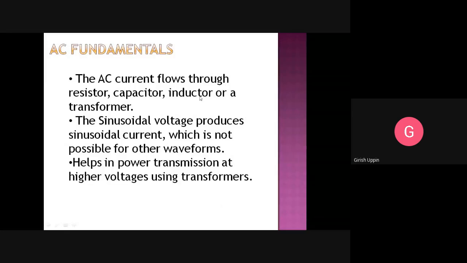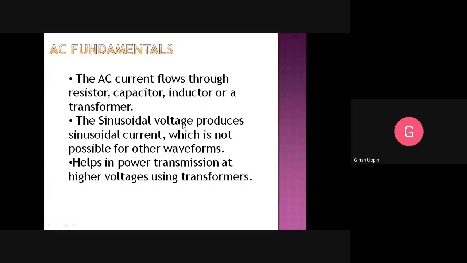AC current flows through a resistor, capacitor, inductor, or a transformer. In case of a DC circuit, if you remember, we have only one type of load, that is a resistor. If we apply a DC voltage to the capacitor, the current will flow until the capacitor is charged, then the current will cease. And in case of an inductor, if you apply a DC, initially there will be very little current, and once the opposition dies off, the inductor will become a normal resistor.